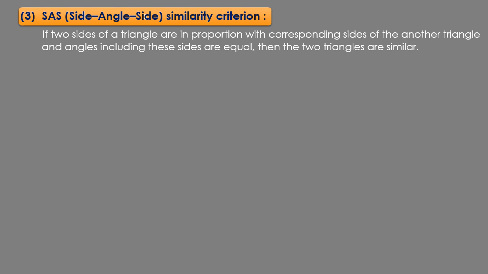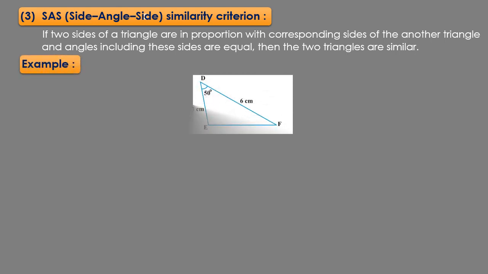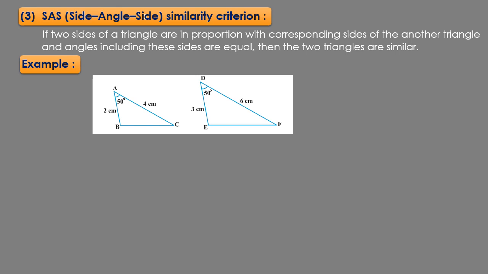So let us see the meaning of the statement of this criteria by using an example. So let us consider one example and figure. We have given triangle ABC in which AB is equal to 2 centimeters, AC is equal to 4 centimeters and angle A is equal to 50 degrees, while we have given another triangle DEF in which DE is equal to 3 centimeters, DF is equal to 6 centimeters and angle D is equal to 50 degrees.